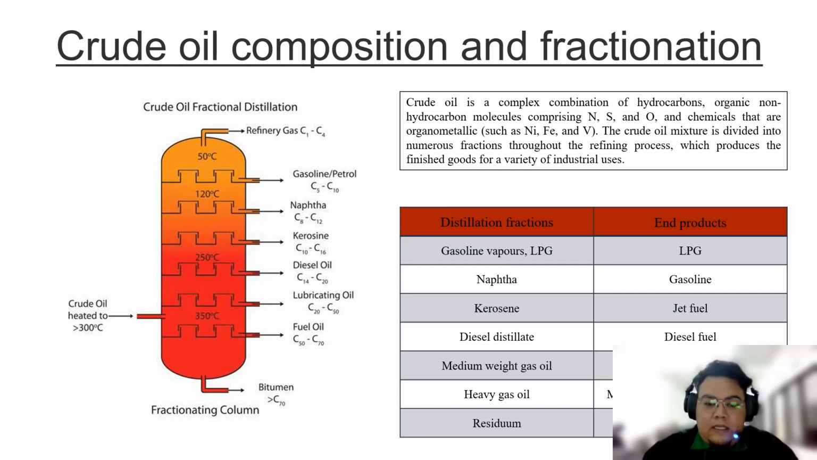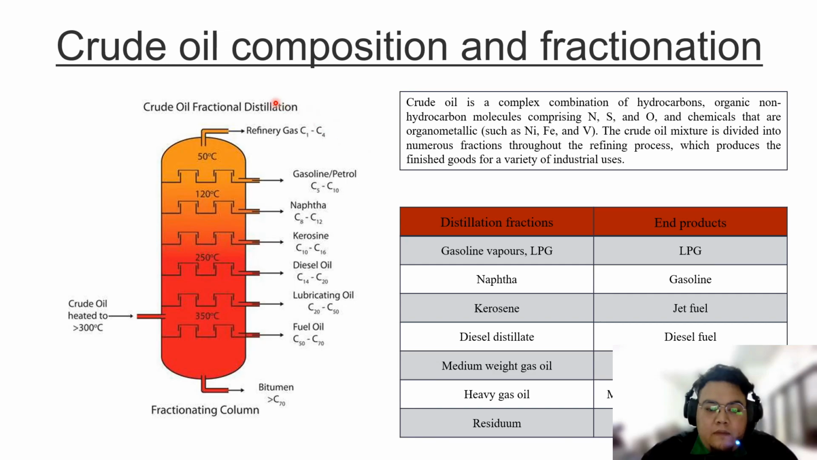So in the next slide, we can see an example of the diagram for crude oil composition and fractionation. Crude oil is a complex combination of hydrocarbons and organic non-hydrocarbon molecules comprising N, S, N, O, and organometallic chemicals such as Ni, Fe, V. The crude oil mixture is divided into numerous fractions throughout the refinery process, which produce finished goods of variety for industrial use.